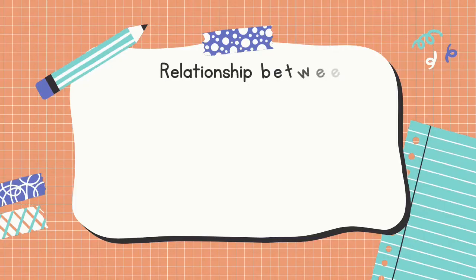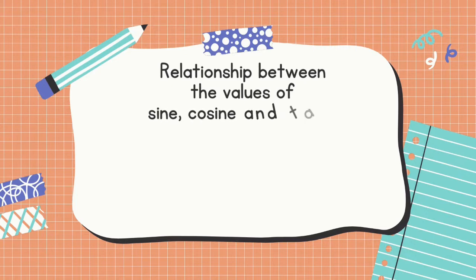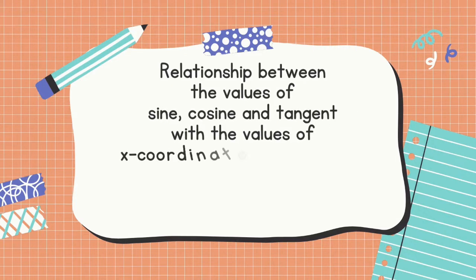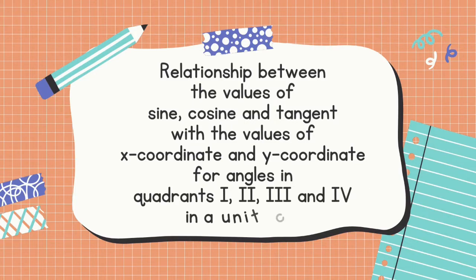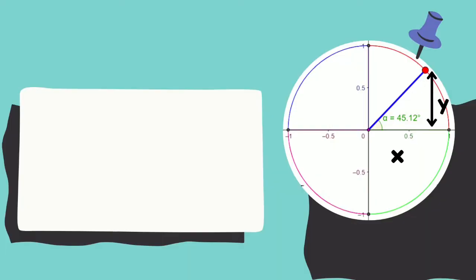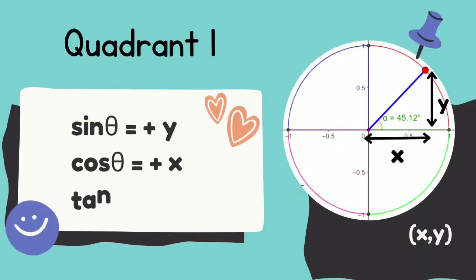Hi everyone, I'm going to talk about the relationship between the values of sine, cosine and tangent with the values of x coordinate and y coordinate for angles in quadrants 1, 2, 3 and 4 in a unit circle. First of all, is quadrant 1. For sine theta is positive y, cos theta is positive x, and for tangent theta is positive y over x. The coordinate is x, y.